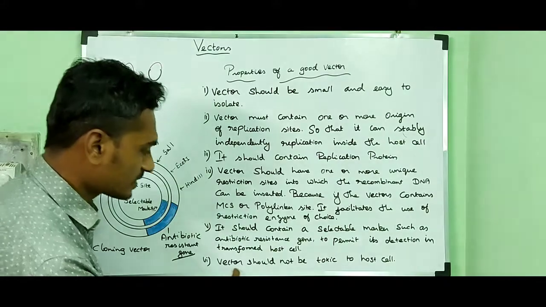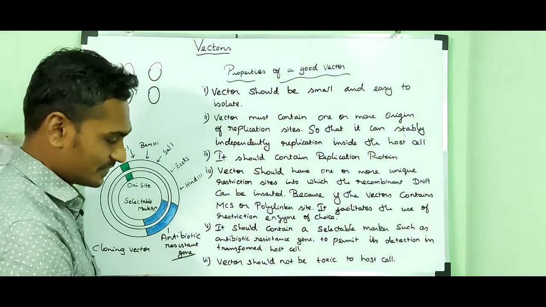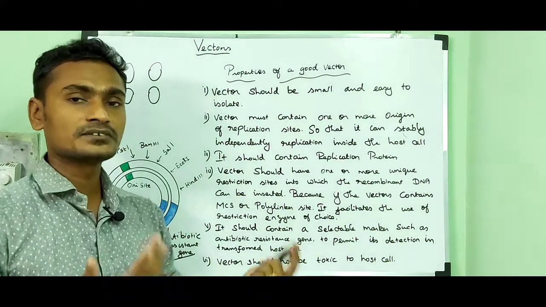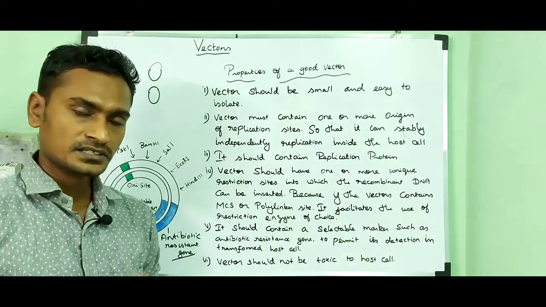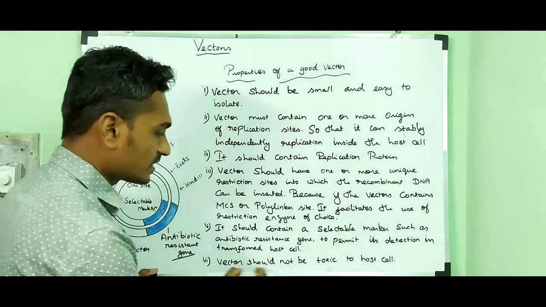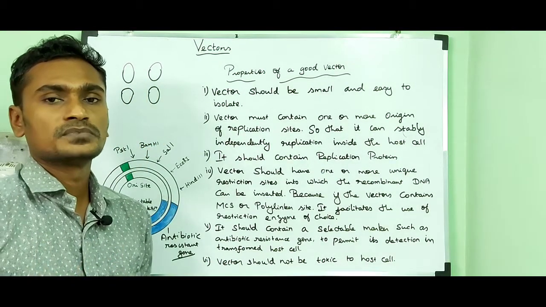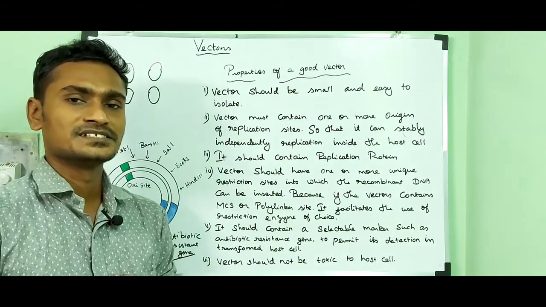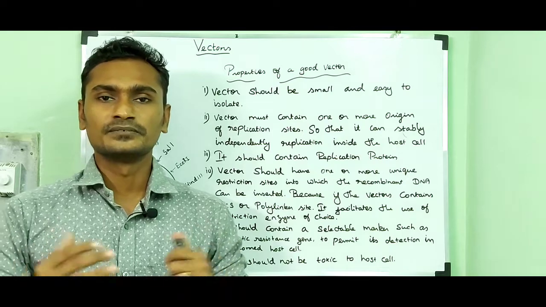Finally, the vector should not be toxic to the host cell. Otherwise, the host cell may not be able to multiply the gene of interest. If the vector affects the host cell, it may not be able to multiply the gene of interest. So that's all about the vector.